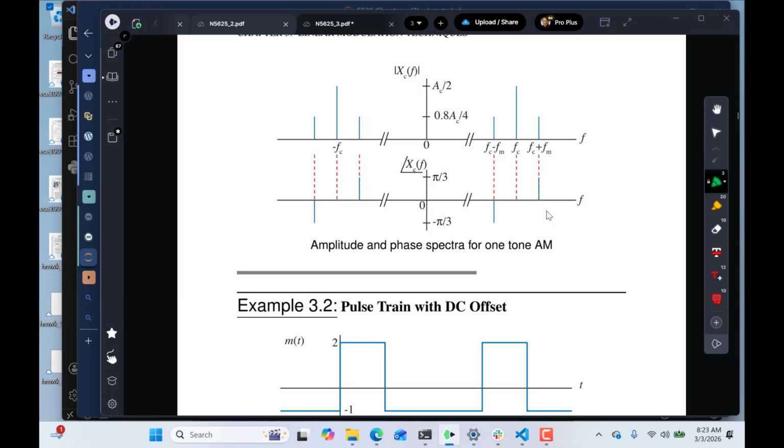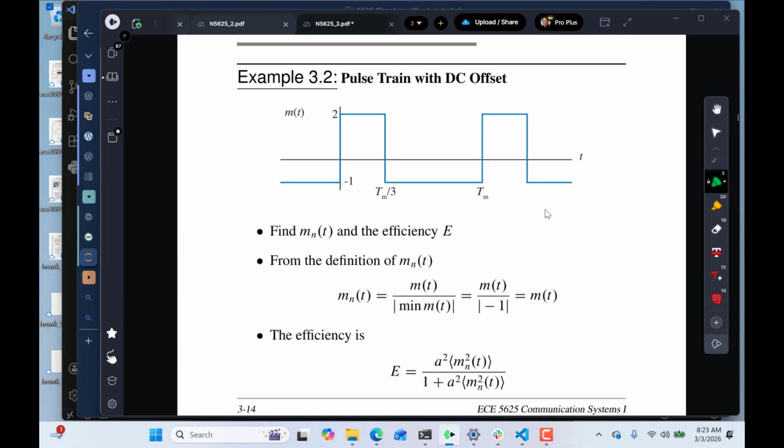I did do an example in here with a pulse train just to show you that you can get better efficiency if you put in a pulse train, but it's not a very interesting message signal. I mean, it's a pulse train which might be useful in a radar kind of application, or some application where you want to send a pulse train to somebody and get a return off of it.